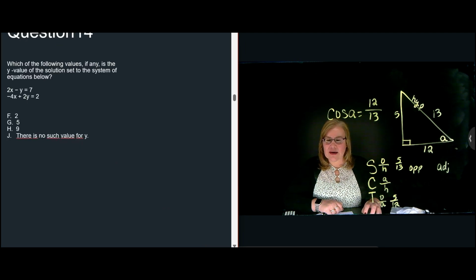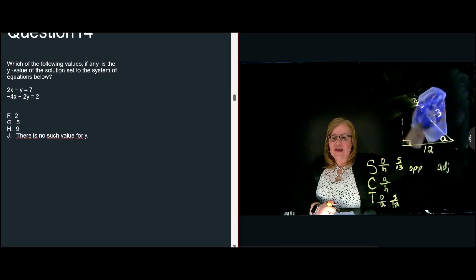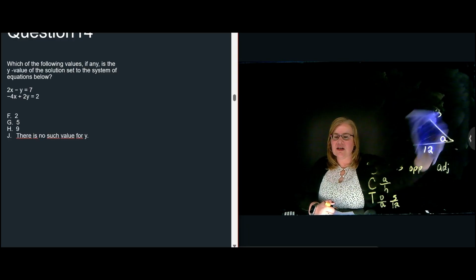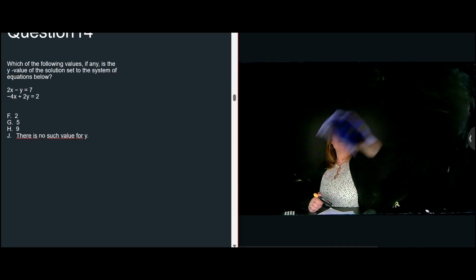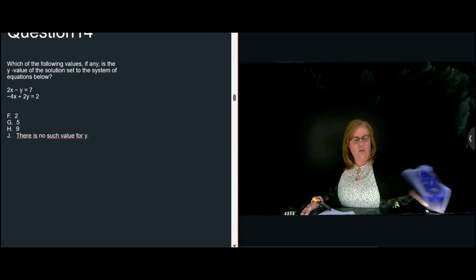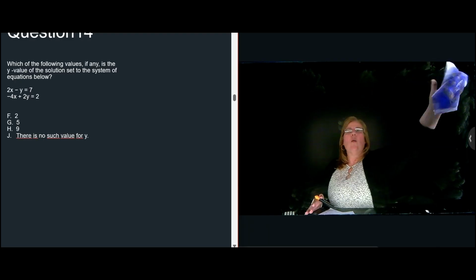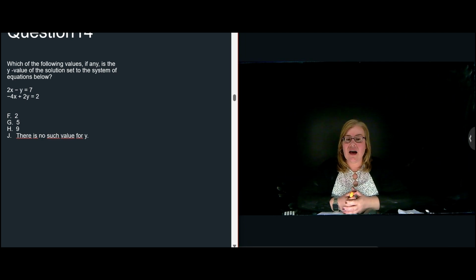All right, let's make it a little bigger so we can read it. There we go. It says, which of the following values, if any, is the y value of the solution set of the system of equations? Now, there are multiple ways that you can do this. You can solve all of these problems and look at the x value and y value of the solution, but we know when we are looking at a solution set for a system of equations, it is when both of these equations intersect or they cross.